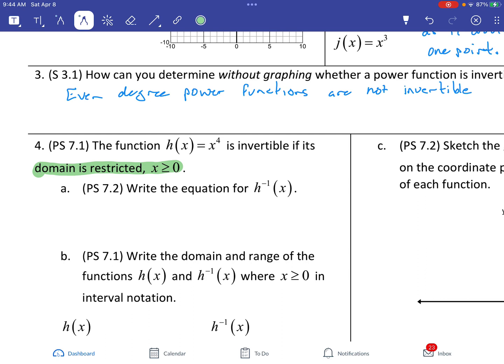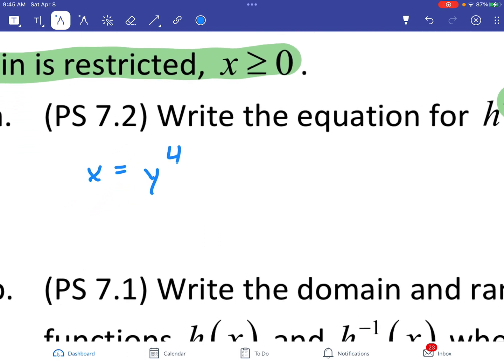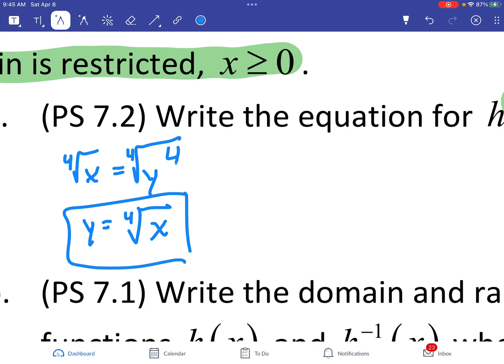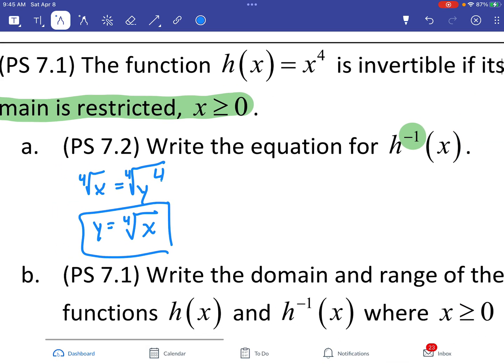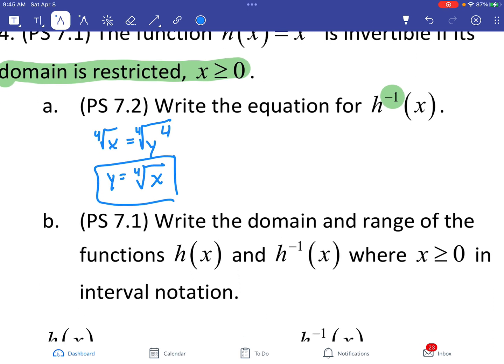Now, one thing we haven't looked at so far, but it's not a big deal, is the inverse. This is the sign for an inverse function, that -1 on the h. To find an inverse, we've done this before. We just replace the x and the y, so it becomes x is equal to y to the 4th power. And then we solve for y. We do the 4th root on both sides, so y is equal to the 4th root of x. This is your inverse. I don't care about the notation. If you leave it like y equals the 4th root of x, that's fine.